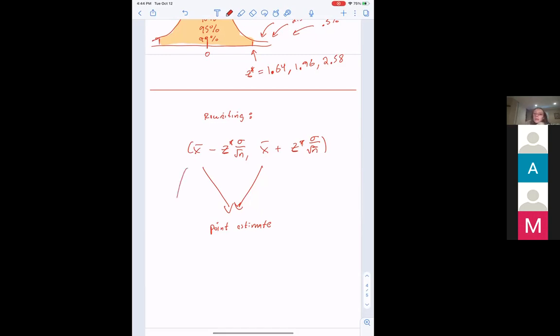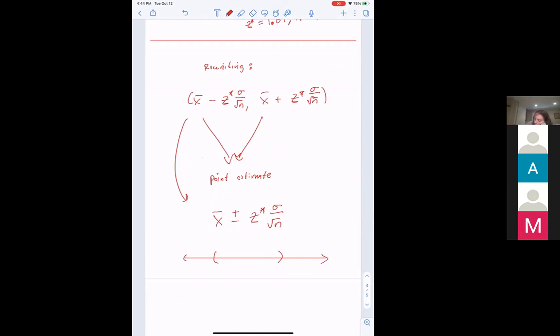But another way of writing this is X bar plus or minus the same thing. Which means in my interval, where does X bar actually land geometrically? Where is my point estimate when I graph my interval? Here's the number line, and here's my confidence interval. Where does X bar land on that confidence interval?